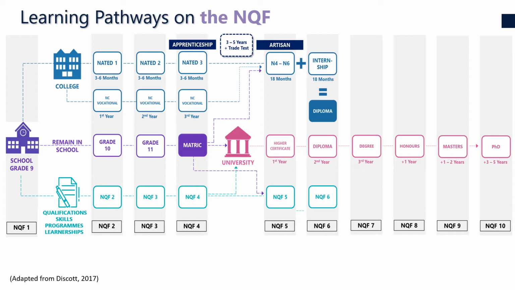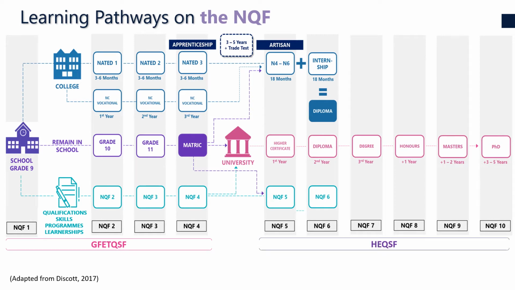Also note that the 3 qualification sub-frameworks in relation to the NQF levels are listed below. We have the General and Further Education Qualifications Sub Framework at NQF level 1 to 4. We have the Higher Education Qualification Sub Framework at NQF level 5 to 10. And lastly, we have the Occupational Qualification Sub Framework at NQF level 1 to 8.